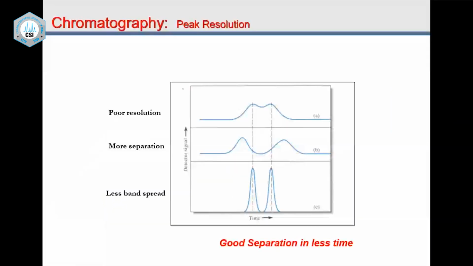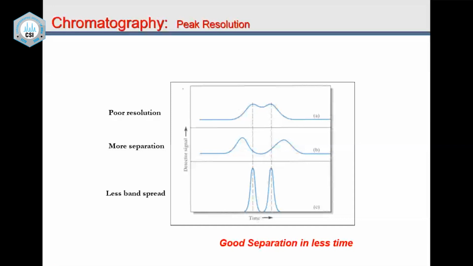Okay, so these are the kind of peaks which we get, as you have already seen, the peaks which come along as the column is separating the components. Now I am getting these three types of chromatograms for the same sample, maybe under three different conditions. The two components are the same.